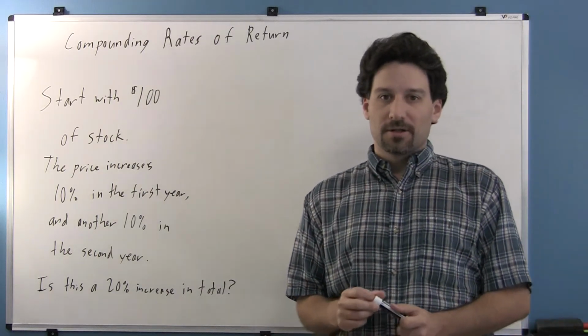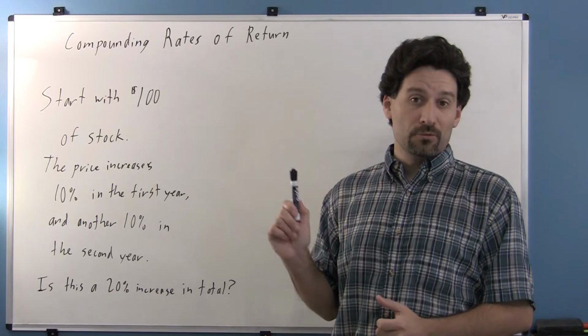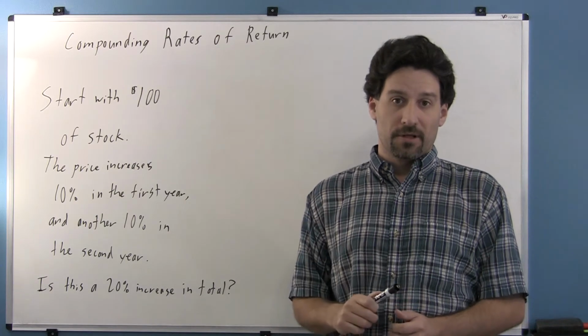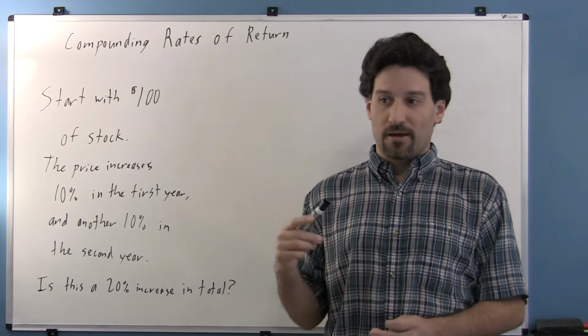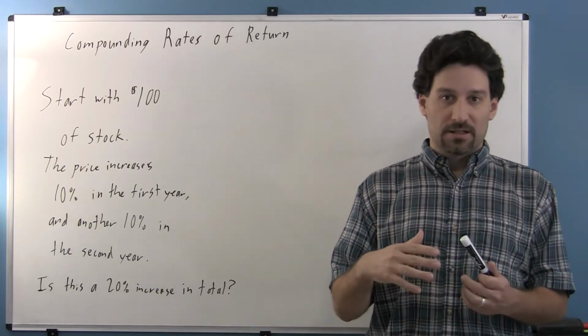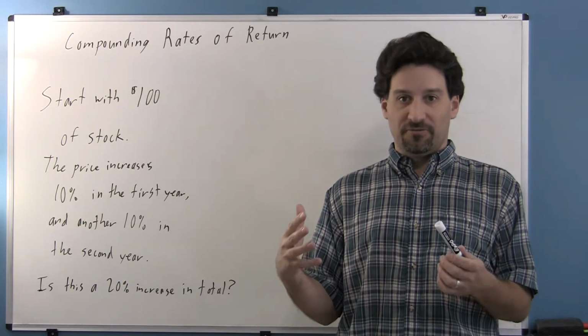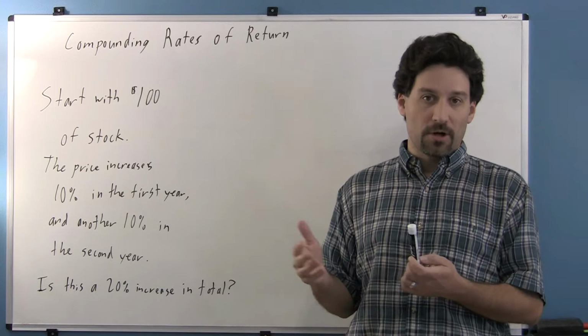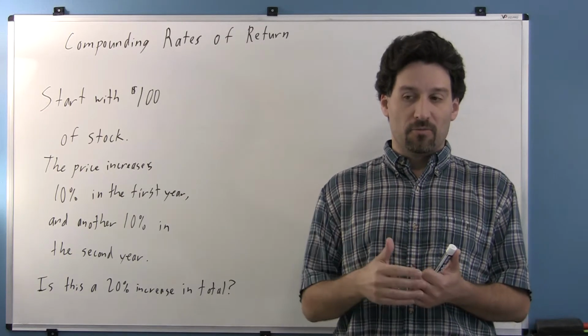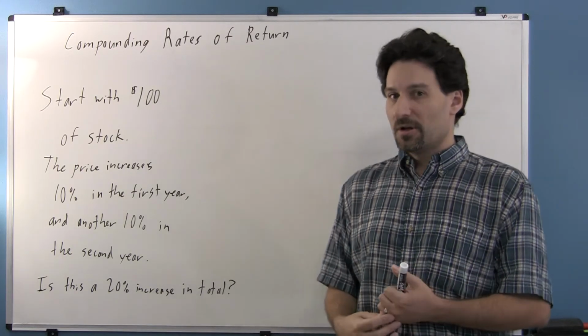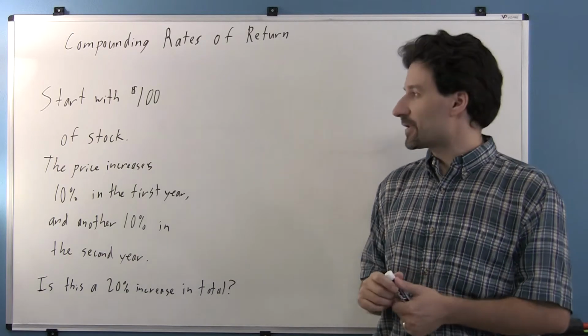Our next topic deals with compounding rates of return. This is where you have a percent change of something like a stock price or an investment, followed by another percent change. Let's take a look at how this works.